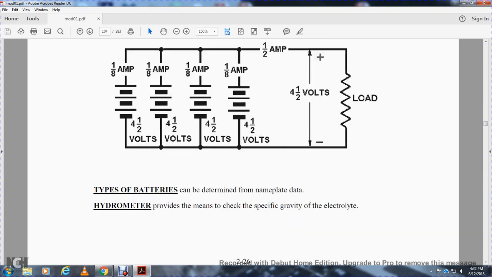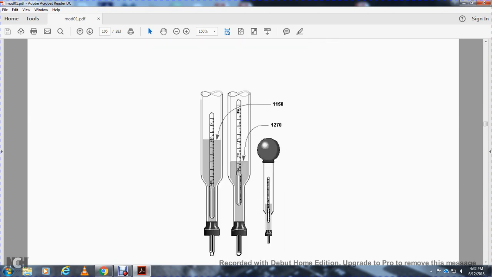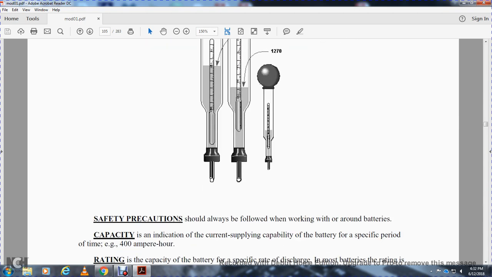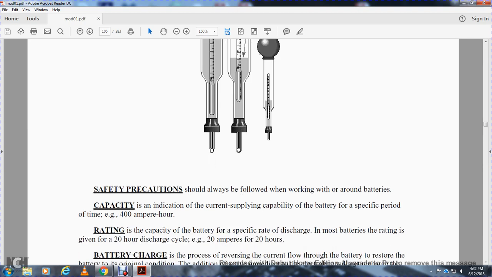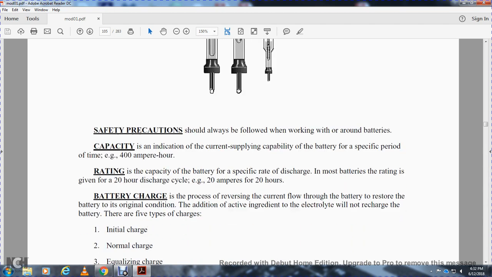Loaded series parallel connection. The type of battery can be determined by the nameplate, with the data of the hydrometer provided with the name, meaning to check the specific gravity of the electrolyte. This is a hydrometer. Specific precautions should also be followed when working around batteries. Battery capacity is an indication of the current supply capability of the battery, specified in ampere hours, for example 400 ampere hours. The rating of the capacity of the battery is specific. In most batteries, the rating is given as the 20-hour discharge rate, 20 amps for 20 hours.